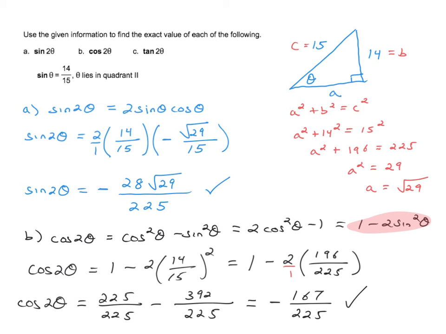Now, how do I figure out tangent of 2 theta? There's a couple of ways to do it. You could use the double angle formula for tangent, but also tangent is defined as the ratio of sine to cosine. We can actually just divide the two answers that we have here to get the answer for tangent of 2 theta. I'm going to do that on the next slide.